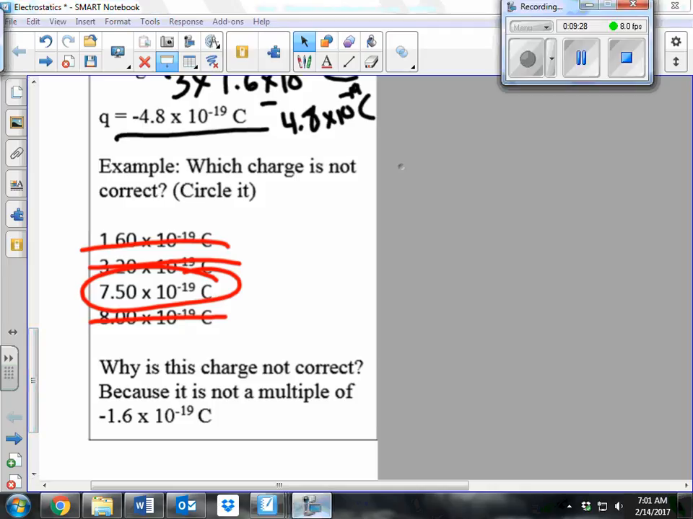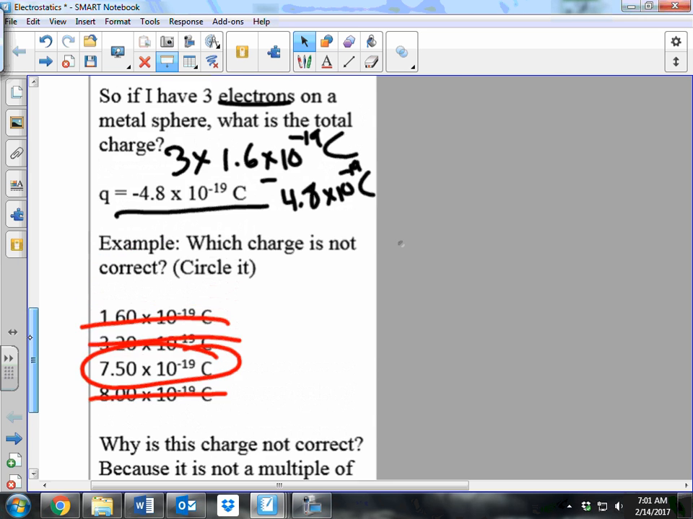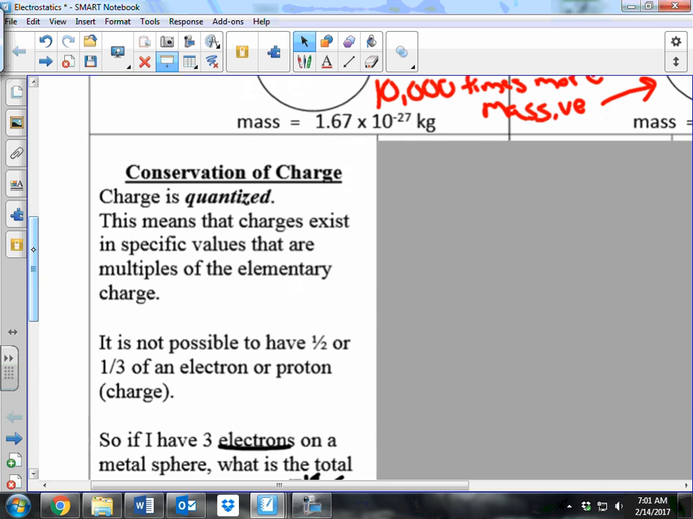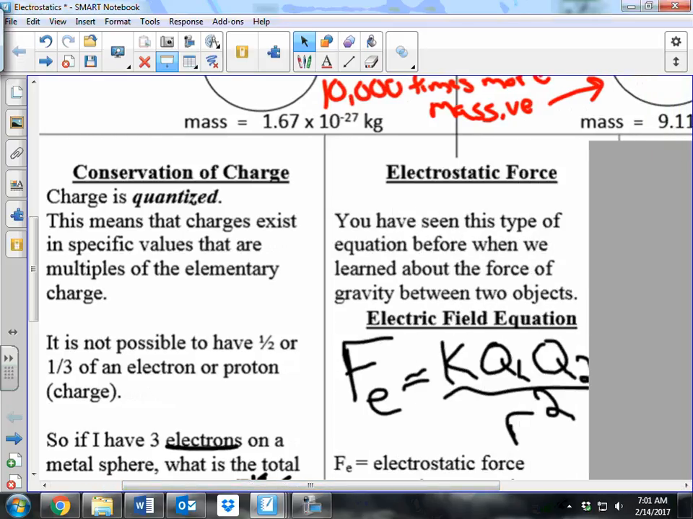How am I doing on time? Okay, so I've got about maybe 30 seconds, in which time I'm going to quickly introduce you to the electrostatic force. Just like the force due to gravity between two objects, you actually have the electrostatic force between two charges. You've seen this equation before, you've calculated this equation before, but for the force due to gravity between two masses.